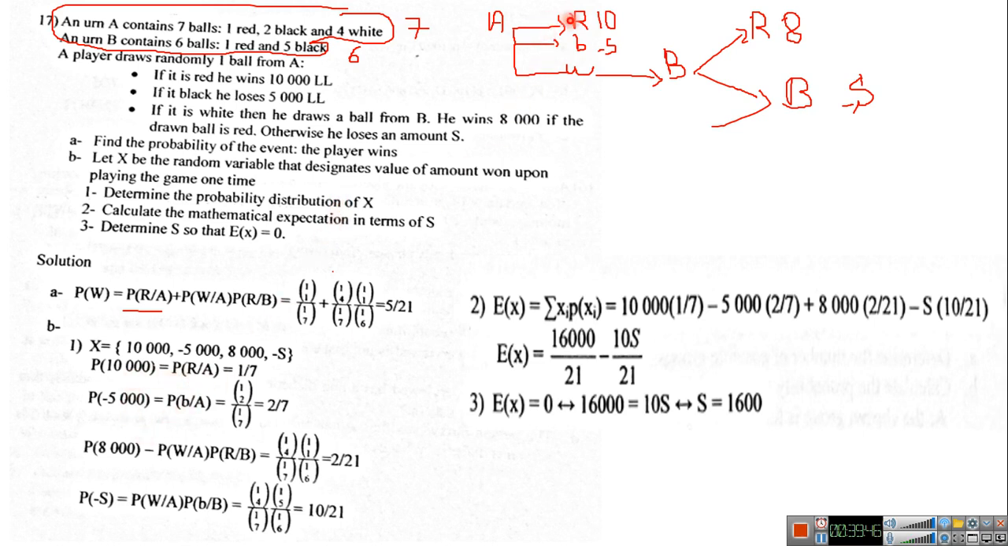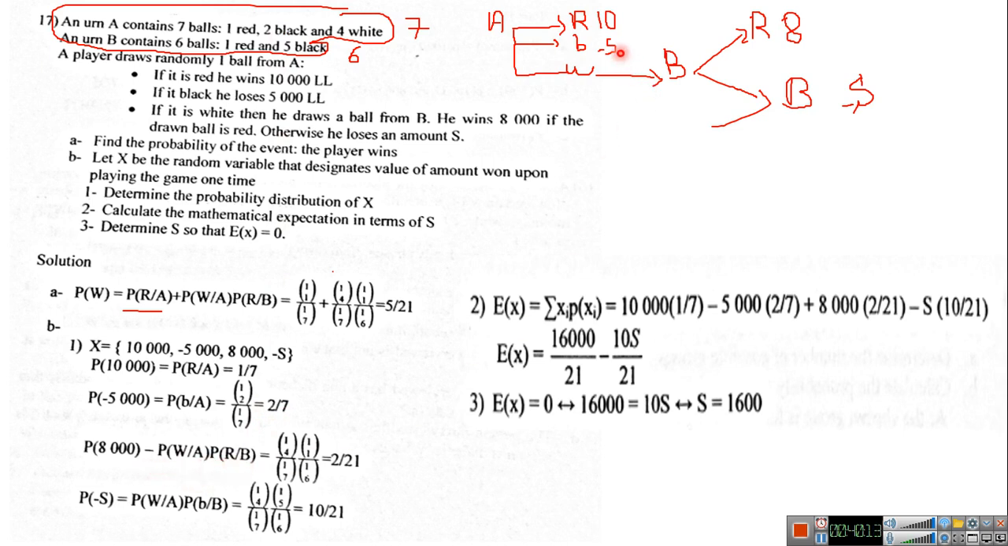First of all, P of 10,000. To get red, it means I have 1 out of 1 over 1 out of 7, 2 over 7. To gain 8,000, he's going to get, first of all, white from A. We have 1 out of 4. Sorry, to lose 5,000 before 8,000, he's going to get a black from urn A. So 1 out of 2 over 1 out of 7.